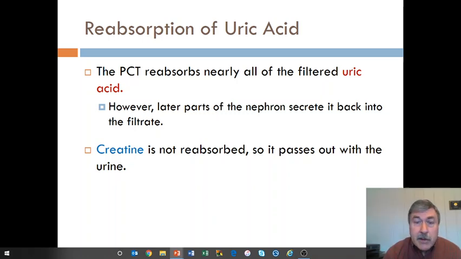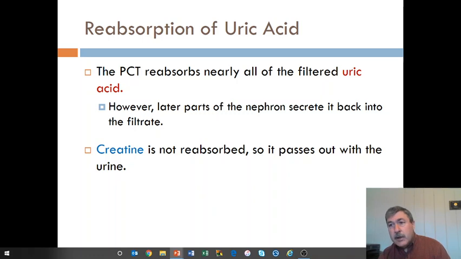Now, another waste product that's produced from the breakdown of nucleic acids is uric acid. The proximal convoluted tubule actually reabsorbs nearly all of the filtered uric acid, which again is surprising because that's a waste product. Normally you want to excrete it, you don't want to reabsorb it. However, in the later parts of the nephron, most of that uric acid is secreted back into the filtrate.